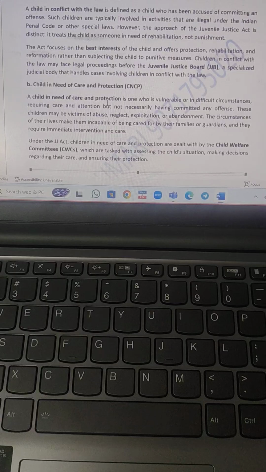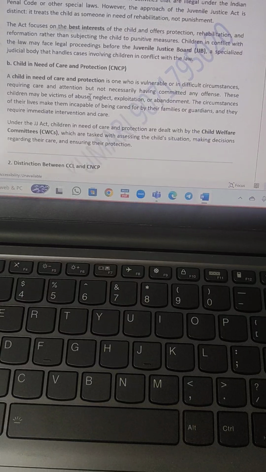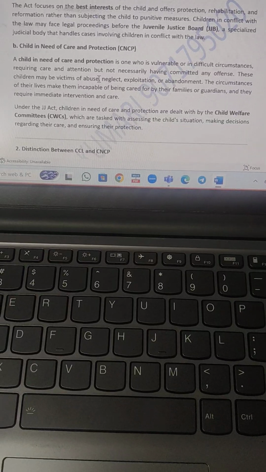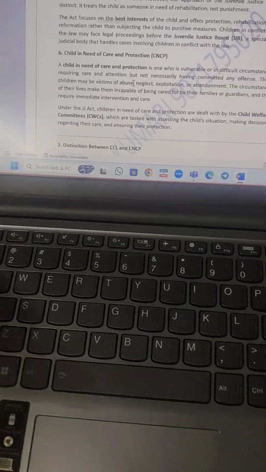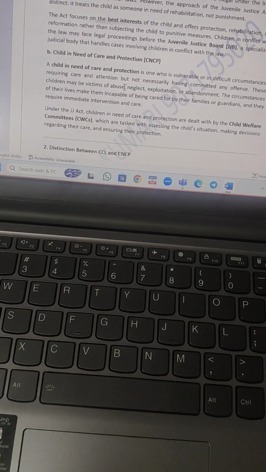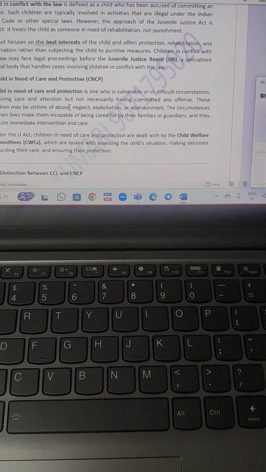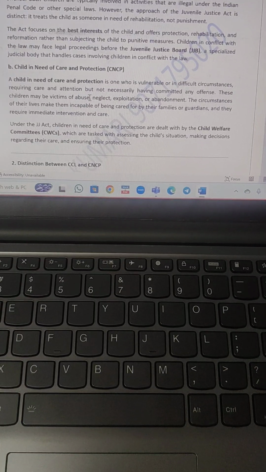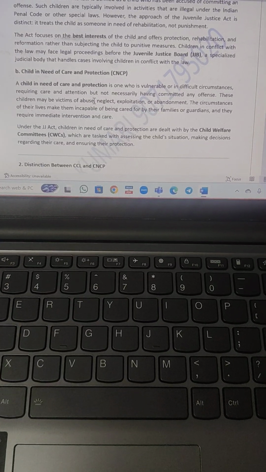Now, child in need for care and protection. So child in need for care or protection is someone, please underline, who is vulnerable or is in difficult circumstances requiring care and attention but not necessarily having committed an offence. So they are not the children who have committed any offence, but they are any children who is abandoned, who is on roads, no one is there to look after them, all those kinds of child. So the circumstances of their lives make them incapable of being cared by the families or their guardian, and they require immediate intervention and care.